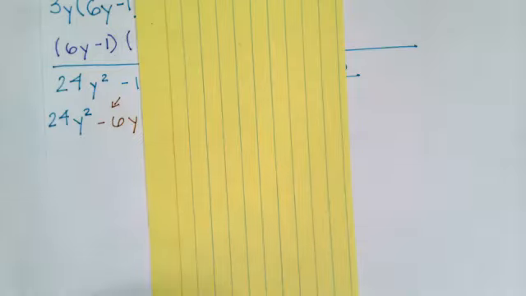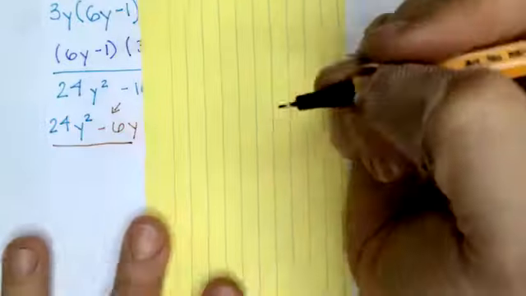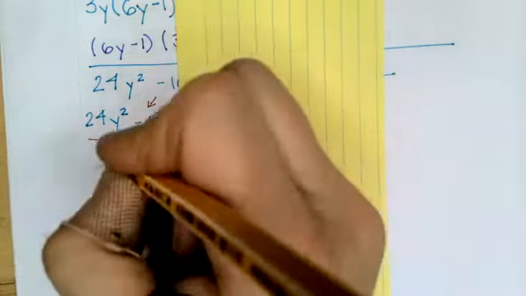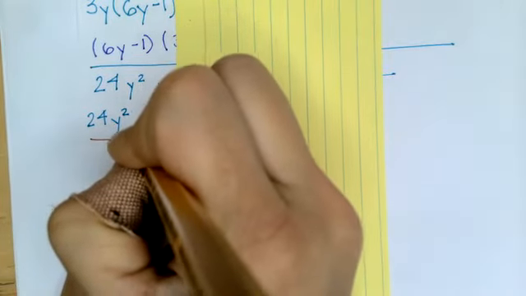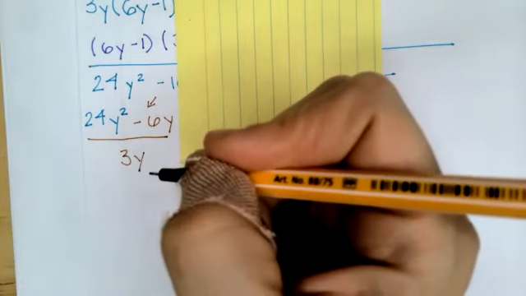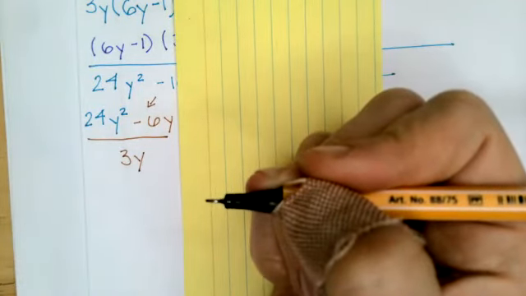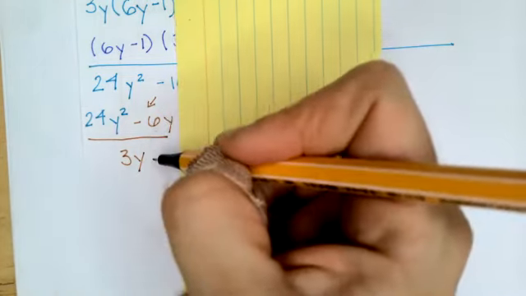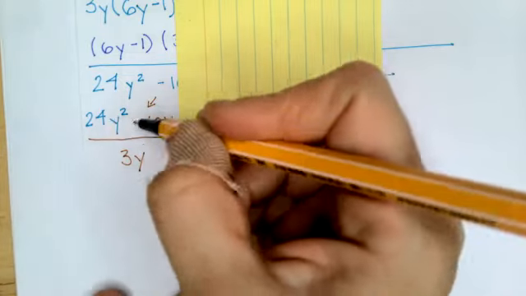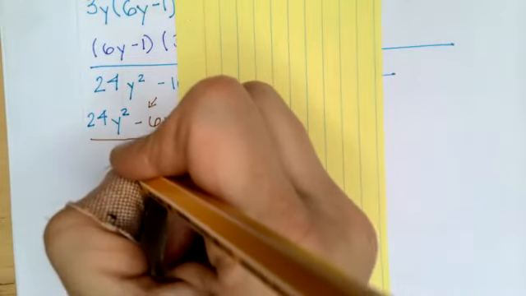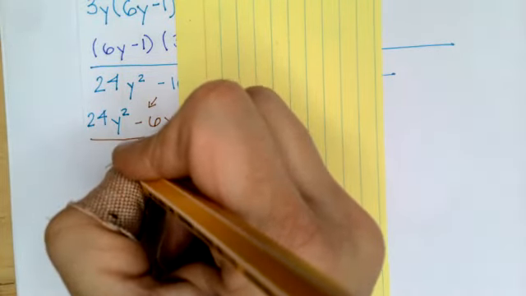What can I divide them both by? I can divide them both by 6. Did anybody else say that before me? It could be 3, but that's not the biggest number I can factor them by. I can factor them both by 6y, in fact.